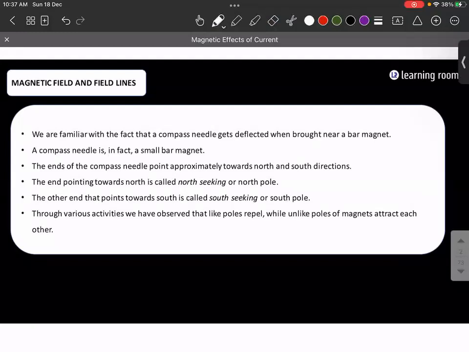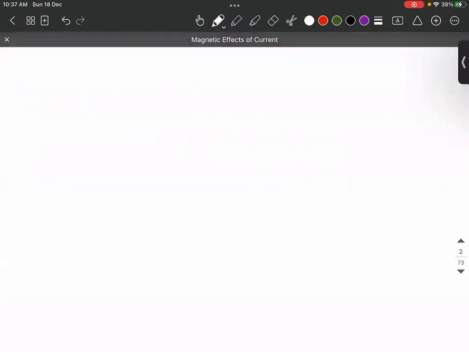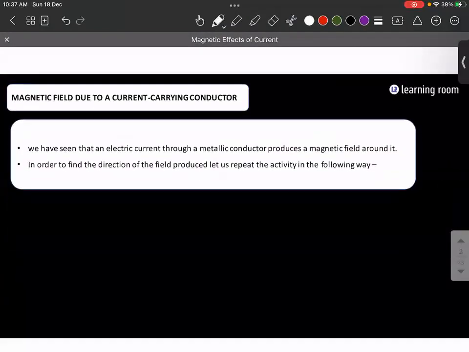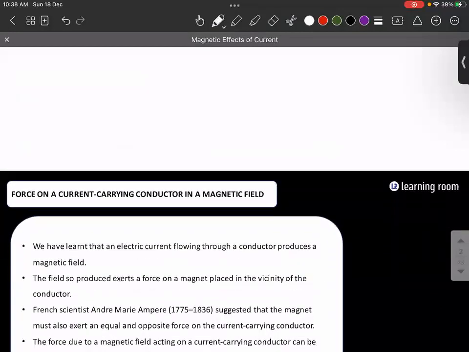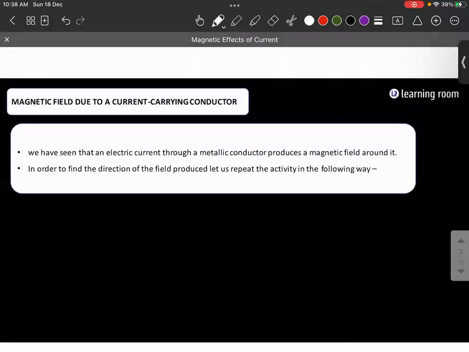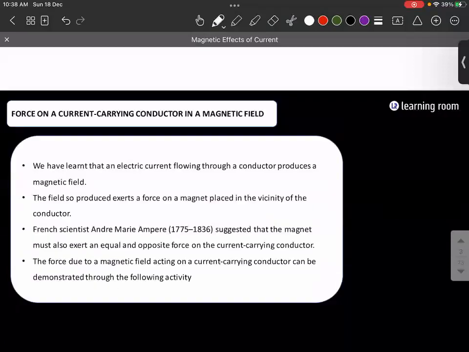So today we'll discuss the last chapter, that is magnetic field and field lines, right? Is there any concept in this which you are not clear with, which you want me to explain? Or can we directly start doing problems?